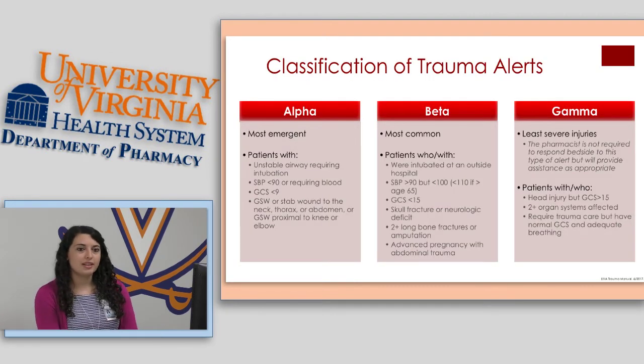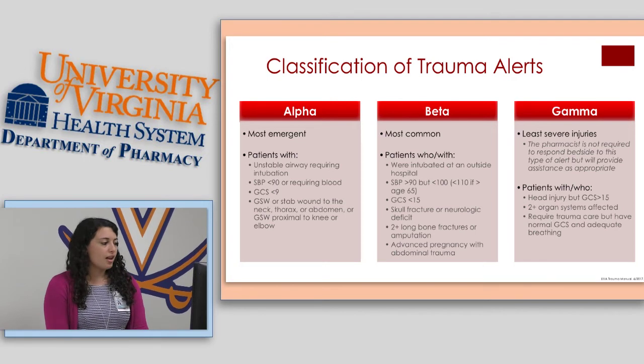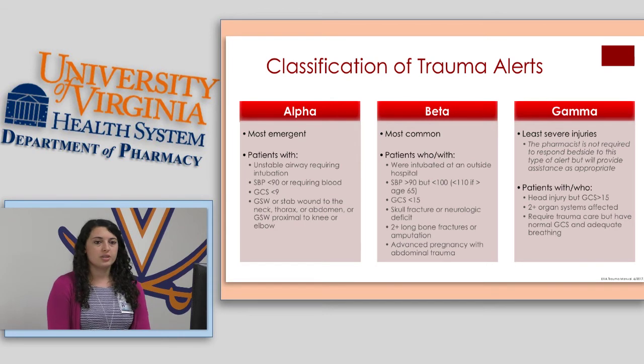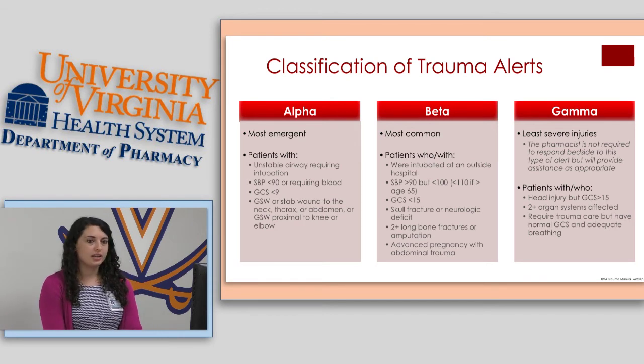So to start with the classifications of trauma alerts, so this would come through on the pharmacist will have a pager in the emergency department, and then there's also a TV screen up on the wall between the 2 trauma bays. And so the patient would either be classified as an alpha, beta, or gamma.